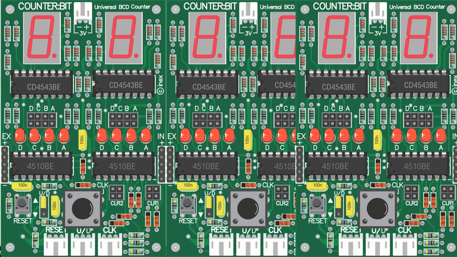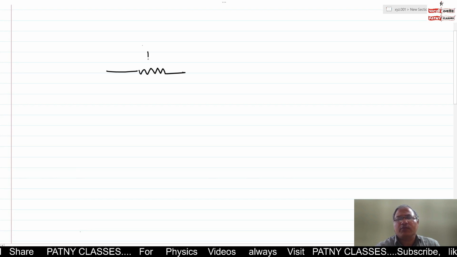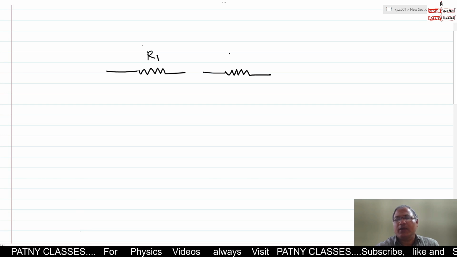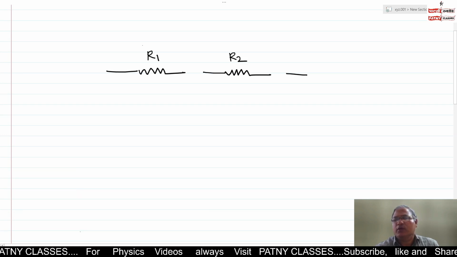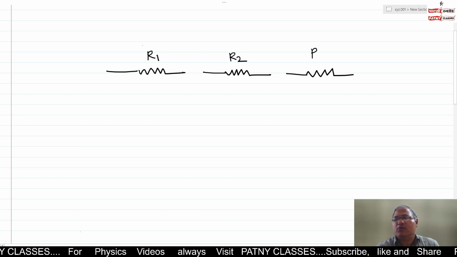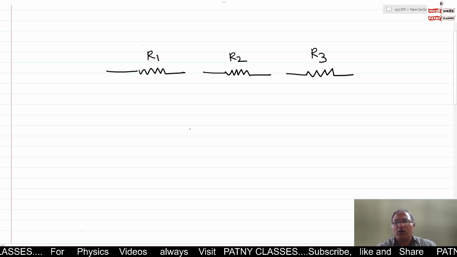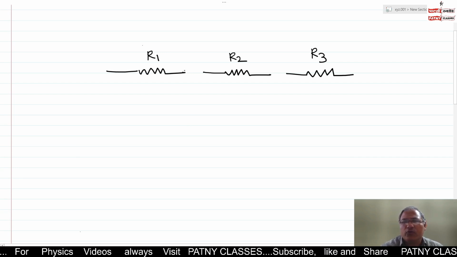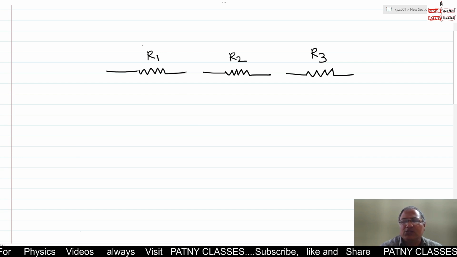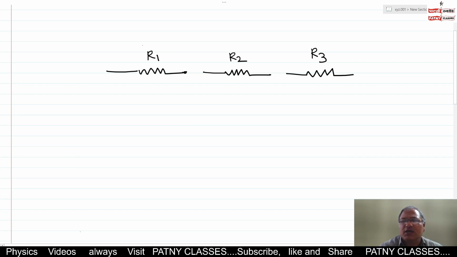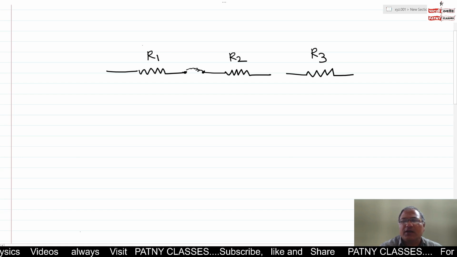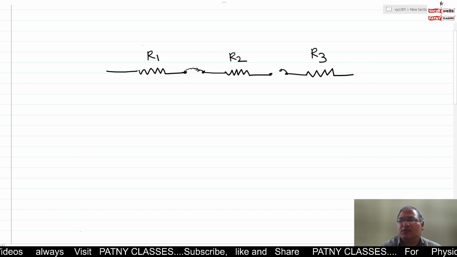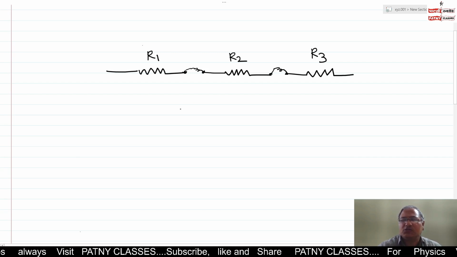Suppose I got a resistor here. The name of the resistor is R1. Now the second resistor I am having is R2, and the third resistor is R3. Like this I have three resistors, R1, R2, R3. Now there is an end-on connection, that is, the first resistor and second resistor are connected by wire here, and the second resistor and third resistor are connected by wire like this, as shown here.